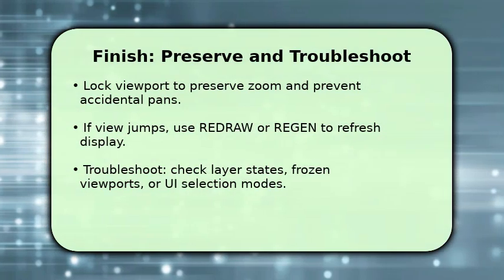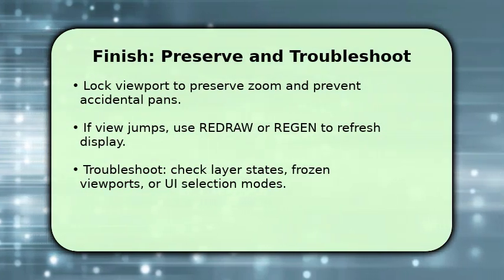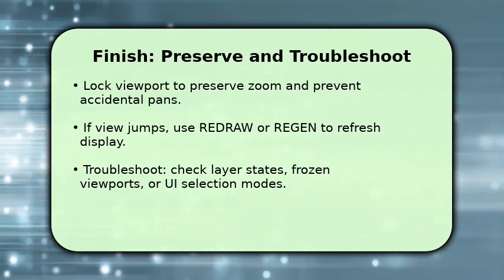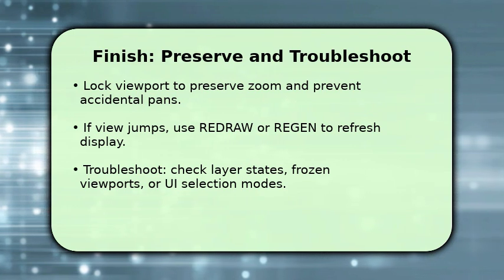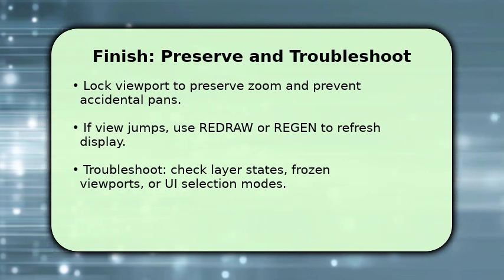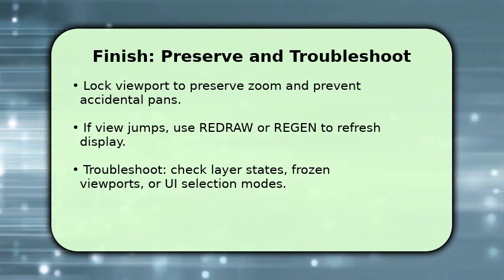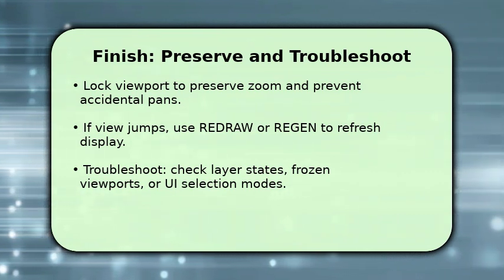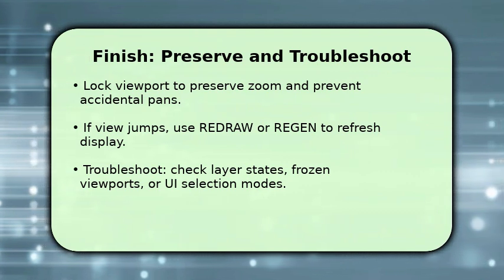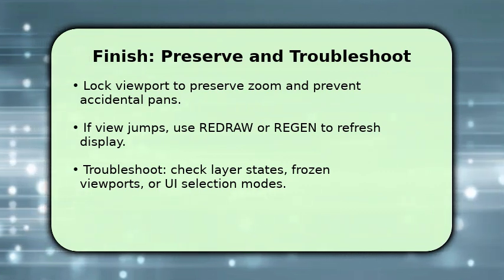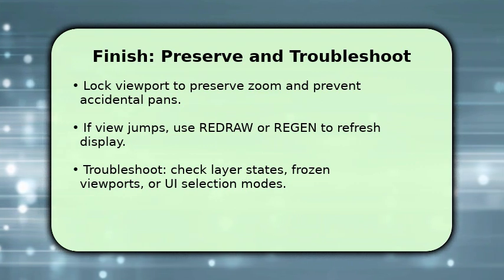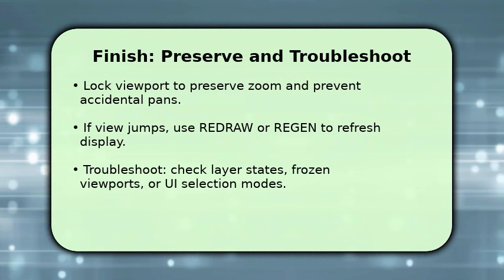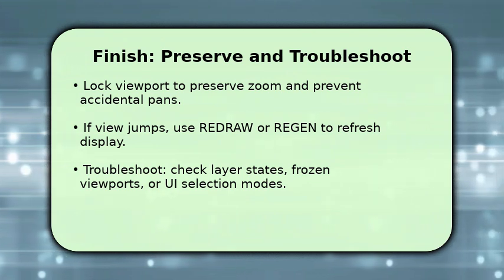To finish, preserve the viewport state by selecting the boundary and enabling display locked. This prevents accidental pans or zooms. If the view jumps or the screen blanks, use Redraw or Region to refresh the display and recover correct visuals. If problems persist, check whether layers are frozen in that viewport, whether viewport overrides exist, or whether selection cycling and grips are interfering. Finally, save a layout view or create a named view so you can restore the exact viewport configuration later.